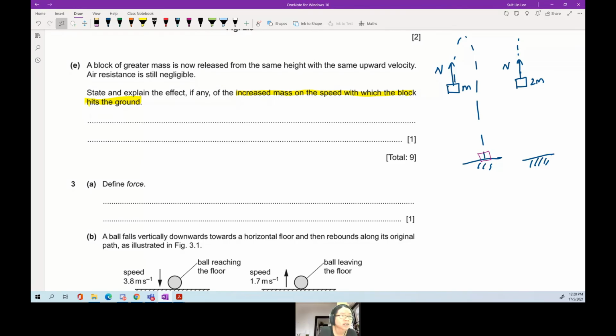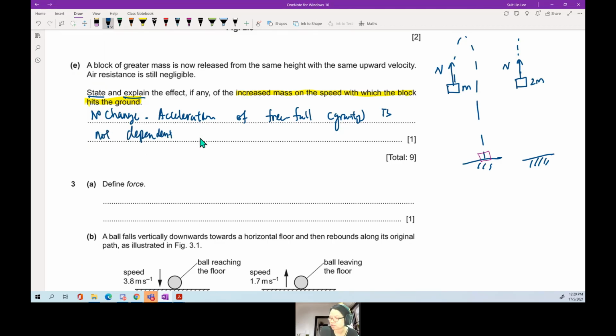No change. Need to explain though. State, explain. Okay, why is there no change? Because the acceleration of free fall, which is gravity, is not dependent on the falling mass. Hence, no change. Hence, no effect.